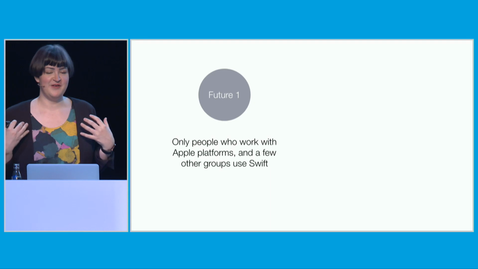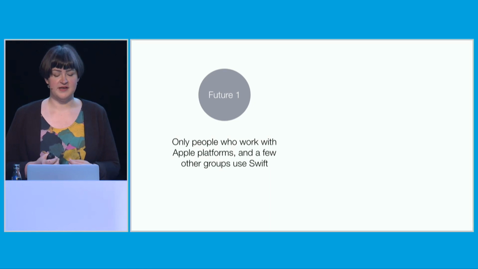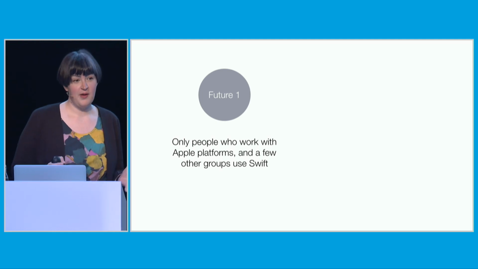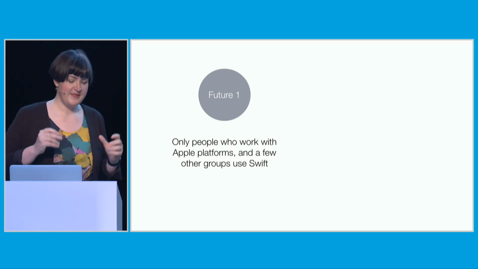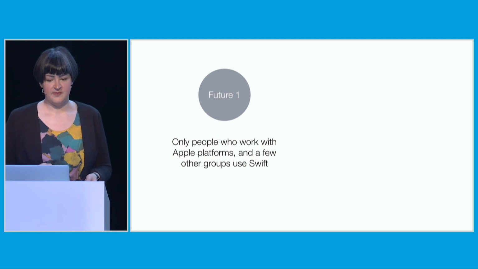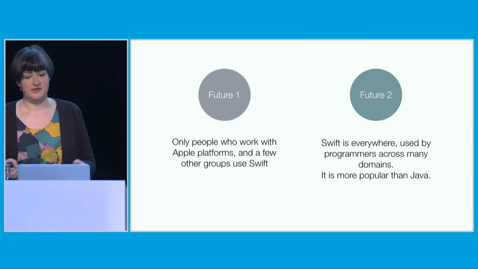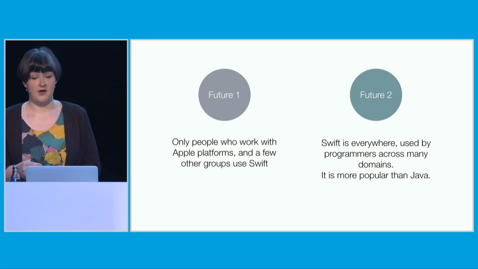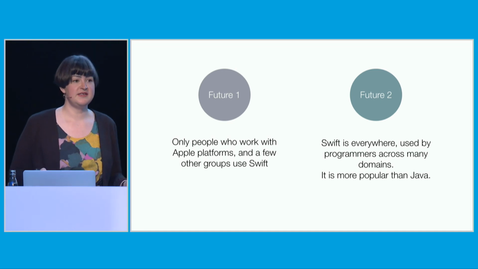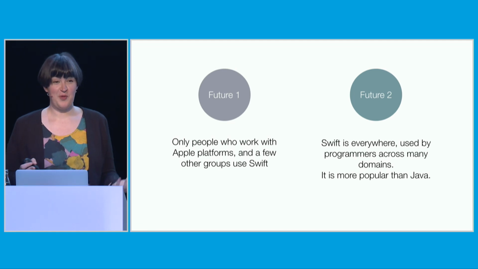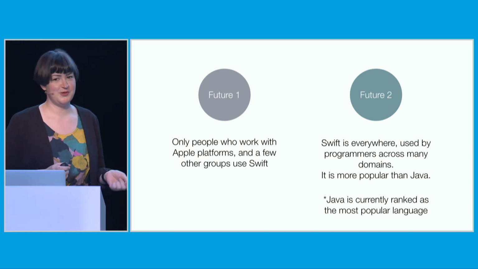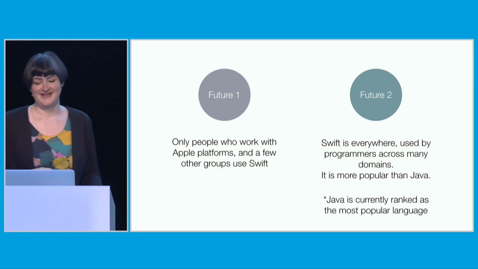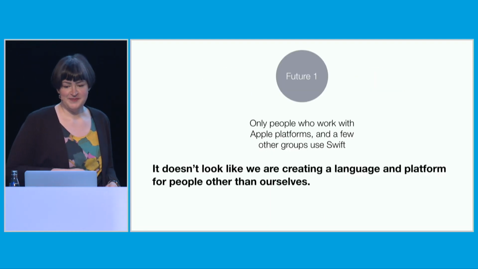So I kind of see two futures. One where we continue on the path that we're going, where it's really just people who work within Apple platforms and maybe a few other strange people who go, yeah, Swift. And we keep going down this path. But I also see this other future where Swift is everywhere and is used by programmers across the world, across many different domains, and it's actually more popular than Java. Because Java is currently ranked as the most popular language at the moment. Now, I actually don't mind Java that much.